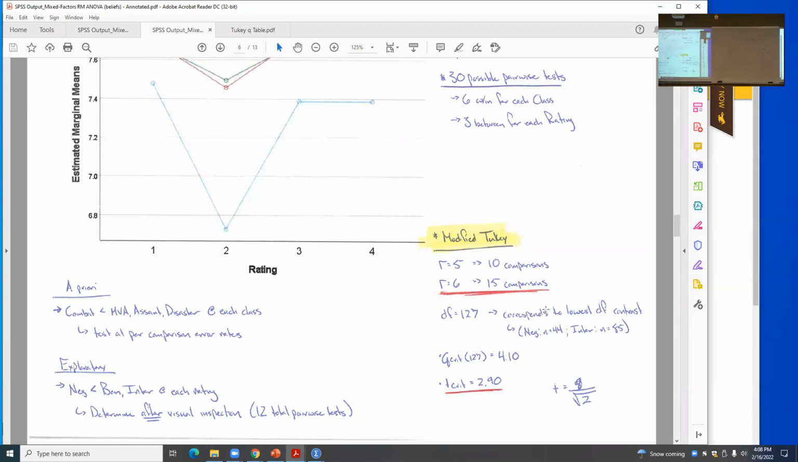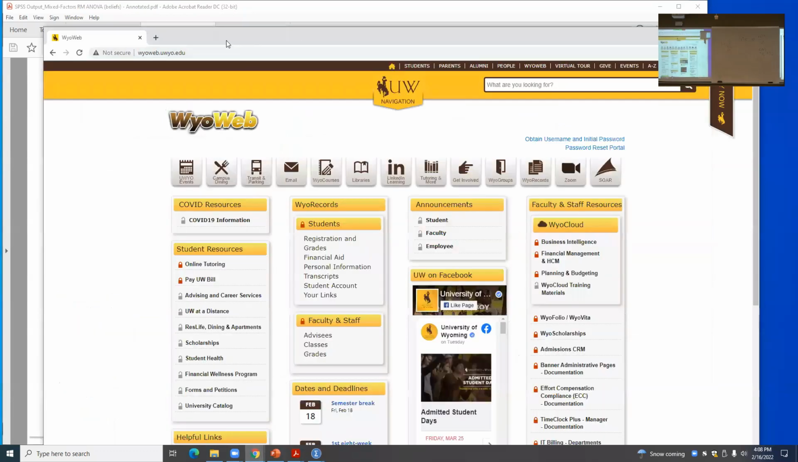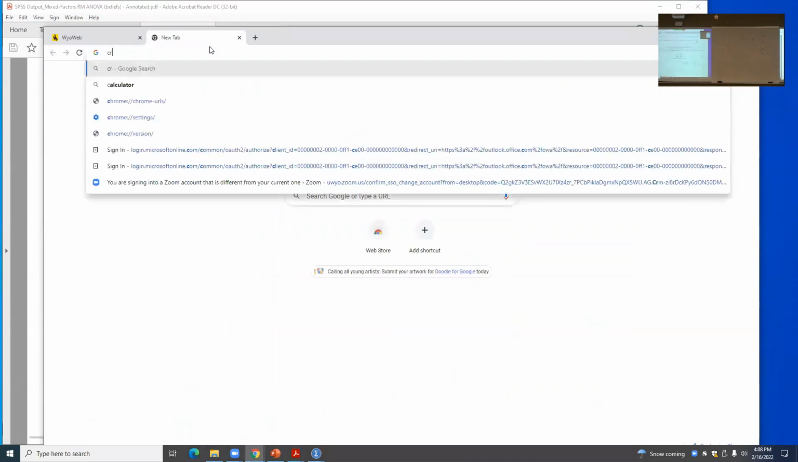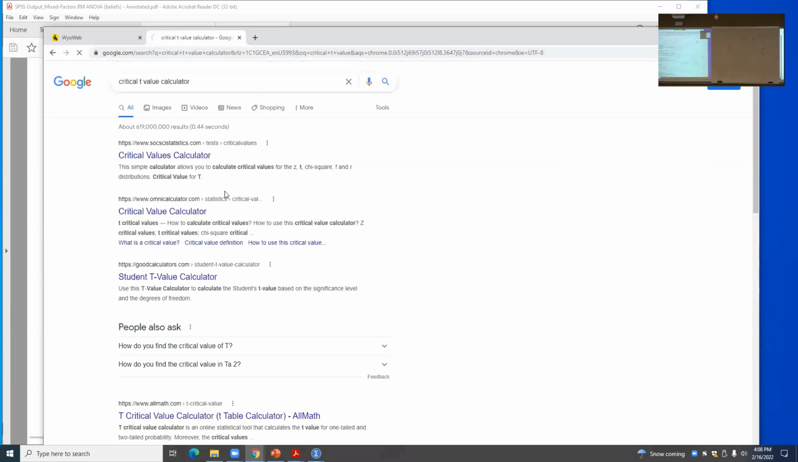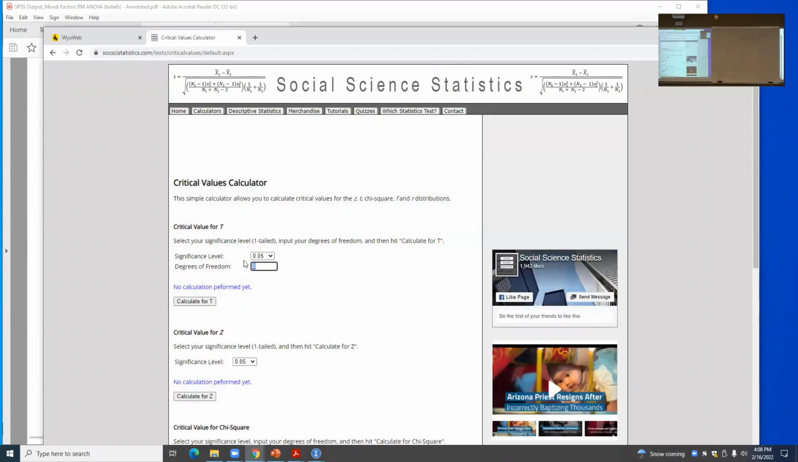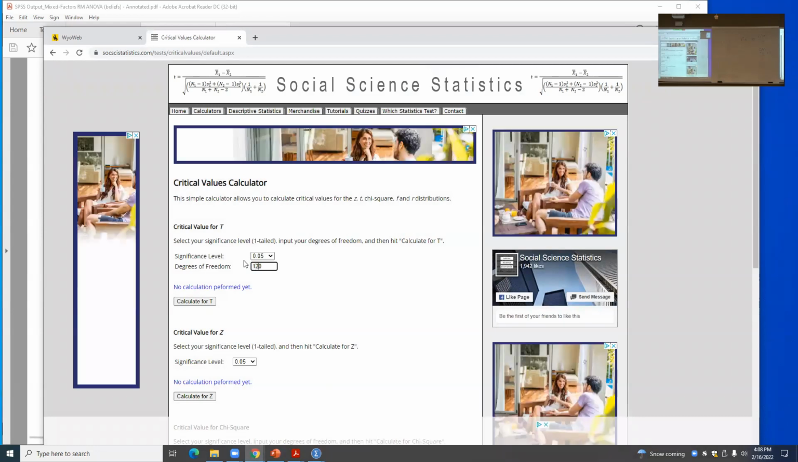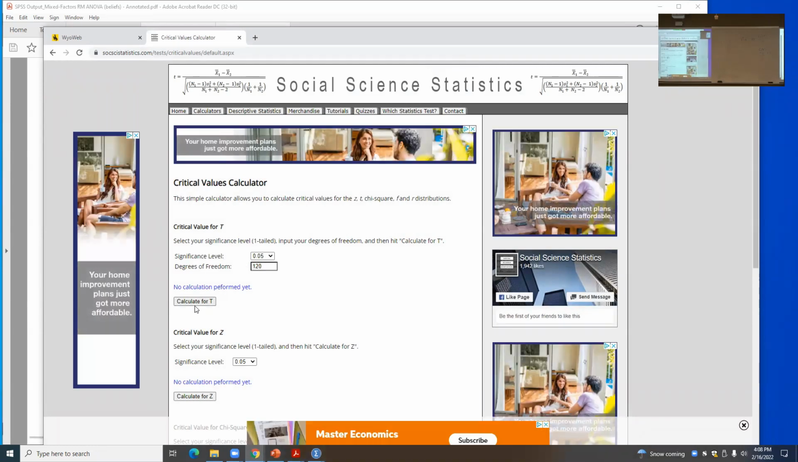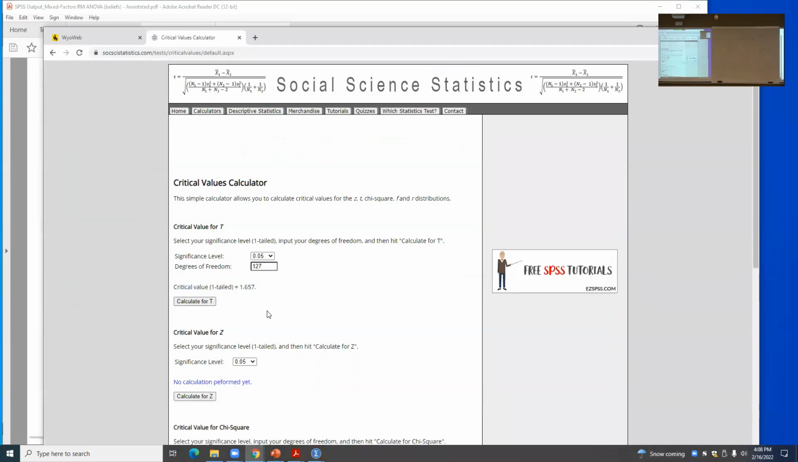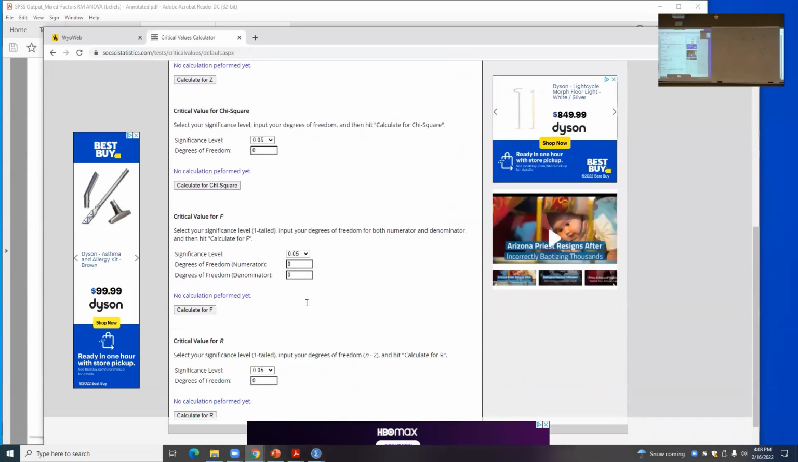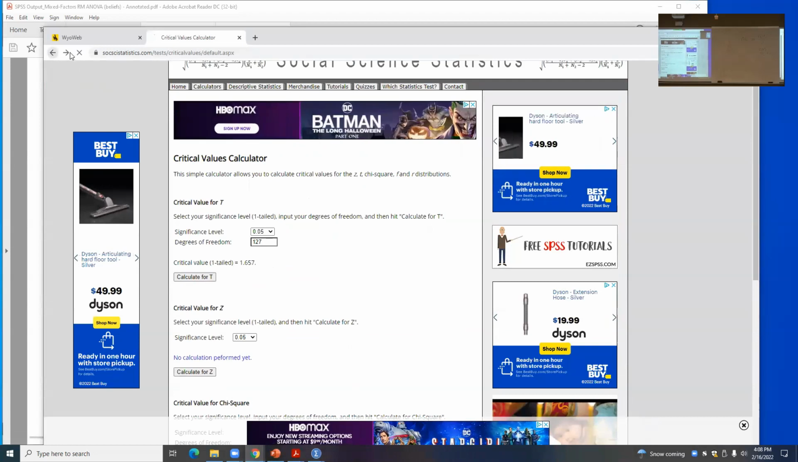Okay. Now, if I go through, see if I can look at a critical T value for 127 degrees of freedom. Is that right? No, I don't want a one-tailed. That's not useful.